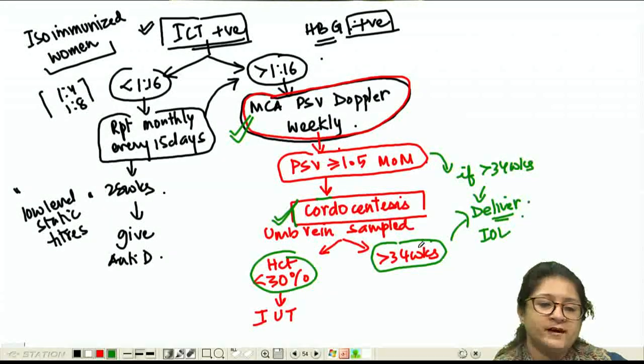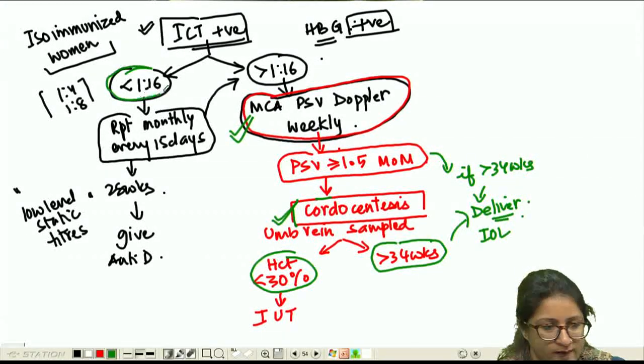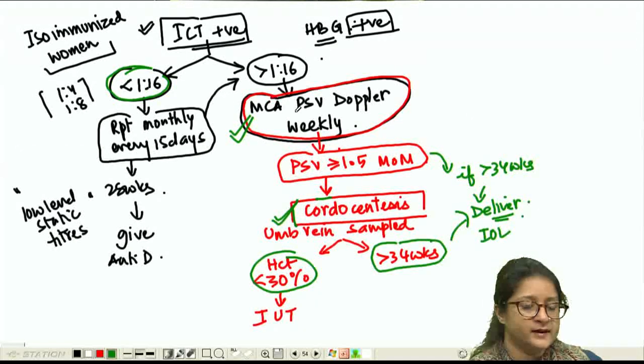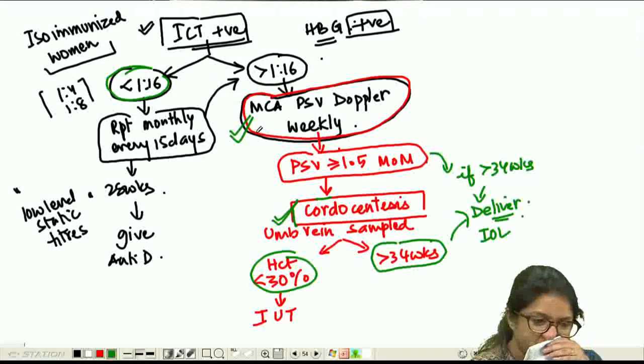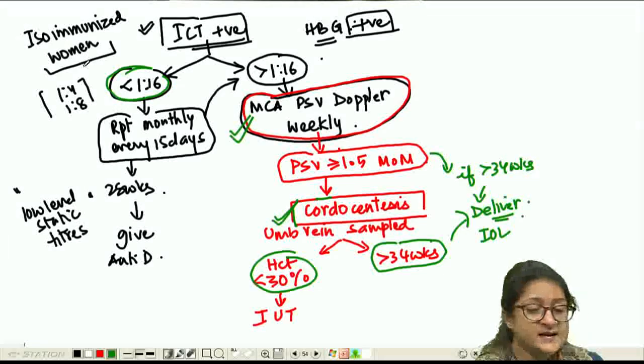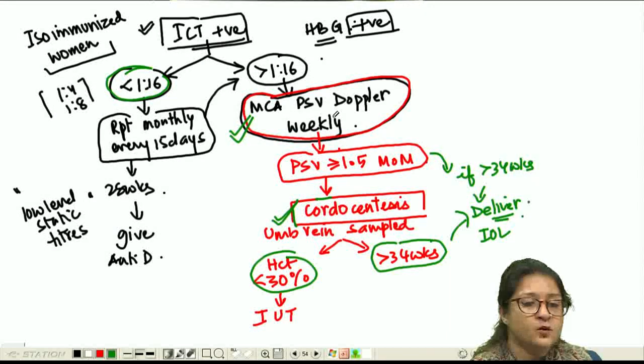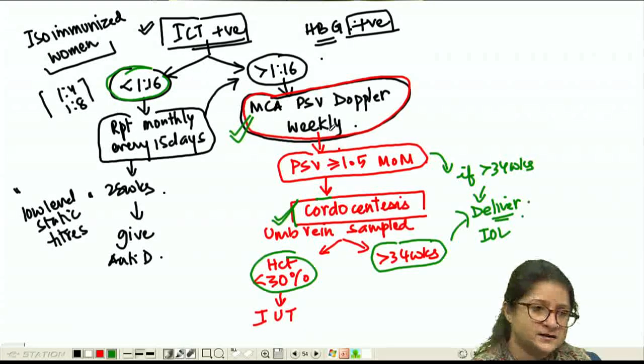Now, very important in this concept, in India we are doing this, we are doing the weekly Doppler and everything, but here we have made an assumption. The assumption that we have made here is that this isoimmunized woman is actually carrying an Rh positive fetus. Only an Rh positive fetus will be adversely affected. So in this scenario, we have assumed that she is carrying an Rh positive fetus.